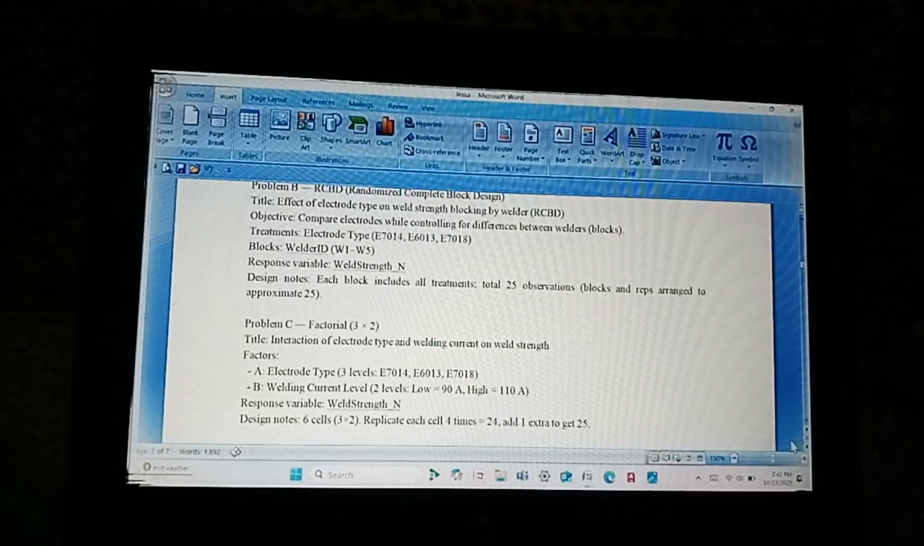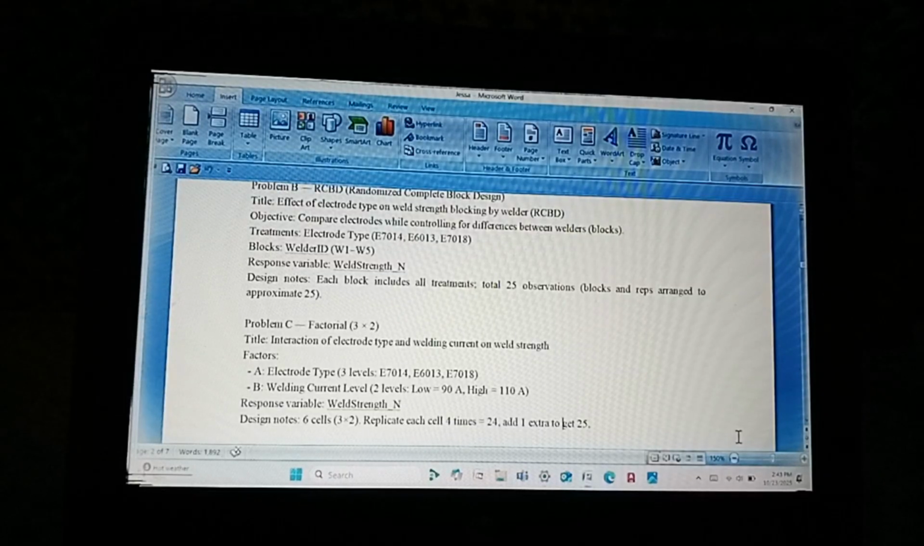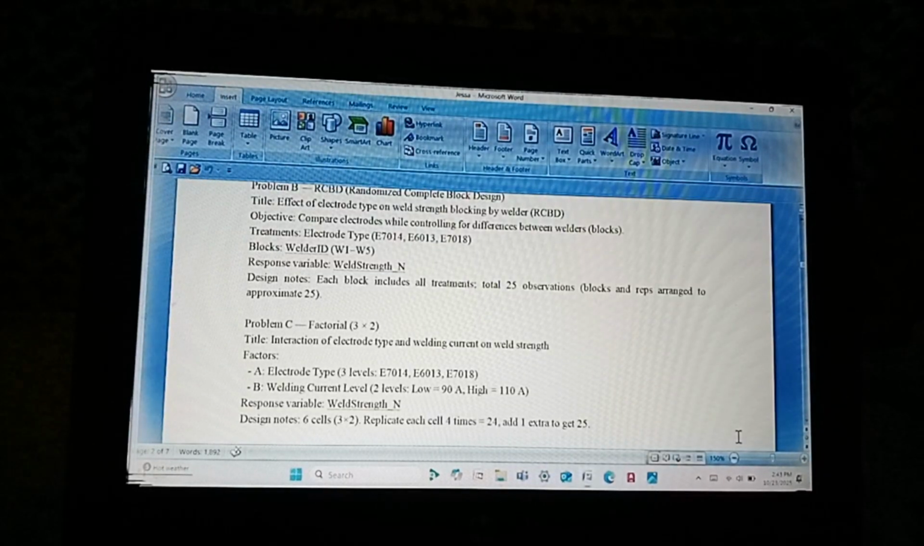Problem C. Factorial. Title: Interaction of electrode type and welding current on weld strength. Factors: A, electrode type, 3 levels: E7014, E6013, E7018. B, welding current level, 2 levels, low and high. Low is 90A and high is 110A. Response variable: weld strength N. Design notes: 6 cells. Replicate each cell 4 times equals 24, and 1 extra to get 25.